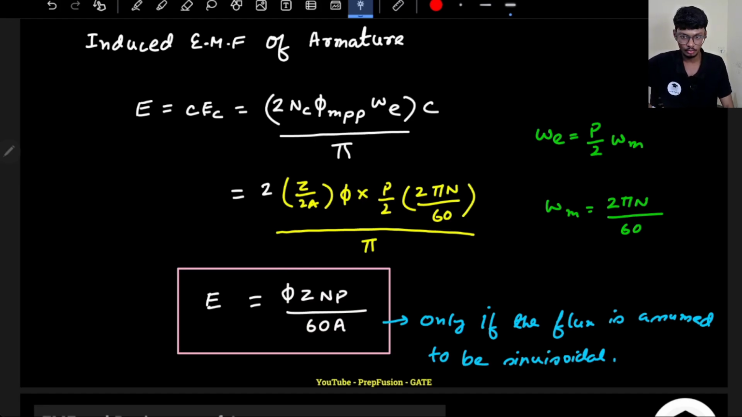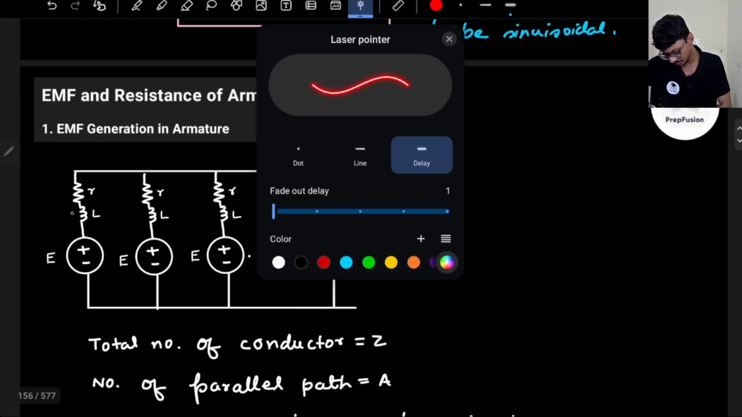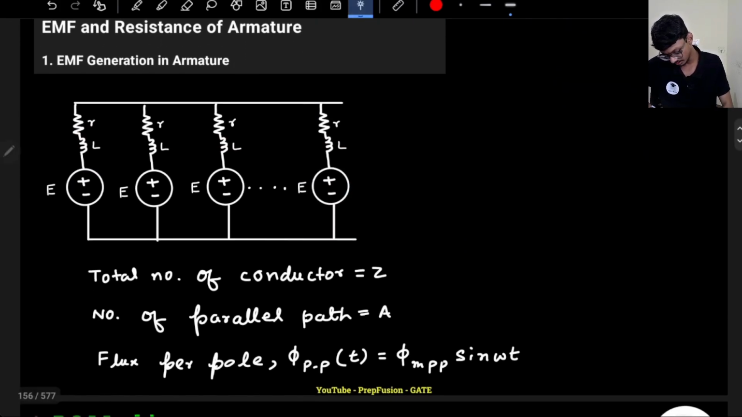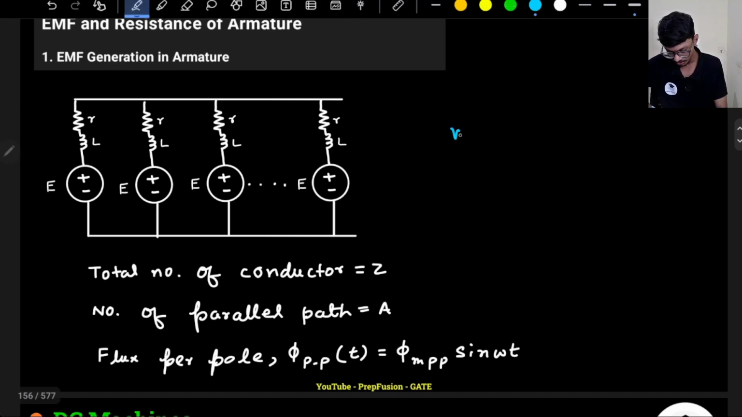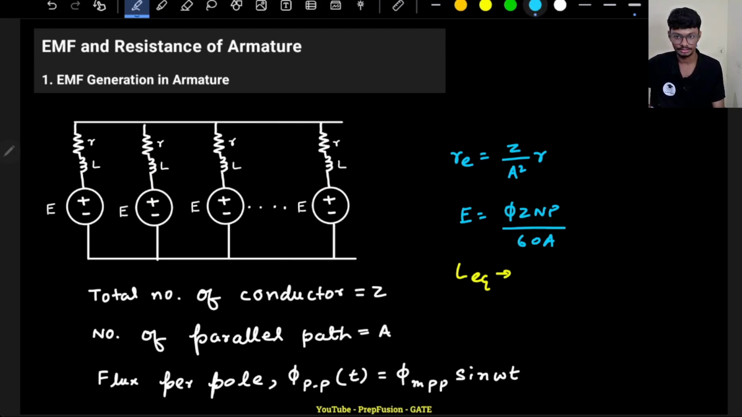Now one more doubt you might have: sir, I was able to write this equivalent resistance. What is my R equivalent? R equivalent was basically Z upon A square into R, and your induced EMF you have derived, it is phi Z N P divided by 60A. What about inductance? What about L equivalent?